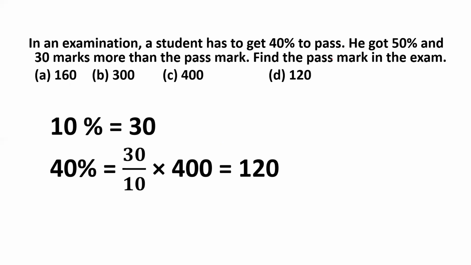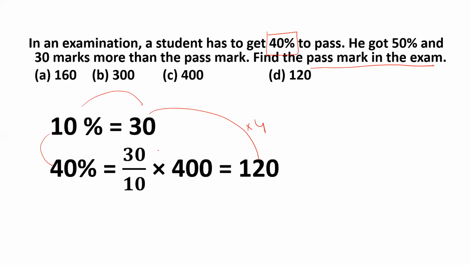Here we need to find the pass mark, not the total mark. So pass mark is what percentage? Now 40%. So 10% is given 30. 40% is equal to 4 times of that. 4 times of 30 is equal to 120.